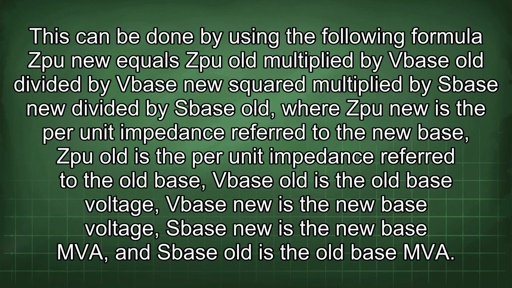This can be done by using the following formula: Z pu new equals Z pu old multiplied by (V base old divided by V base new) squared, multiplied by S base new divided by S base old, where Z pu new is the per unit impedance referred to the new base, Z pu old is the per unit impedance referred to the old base, V base old is the old base voltage, V base new is the new base voltage, S base new is the new base MVA, and S base old is the old base MVA.